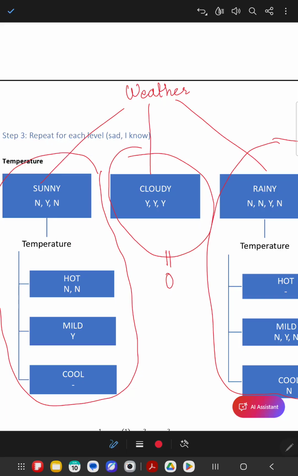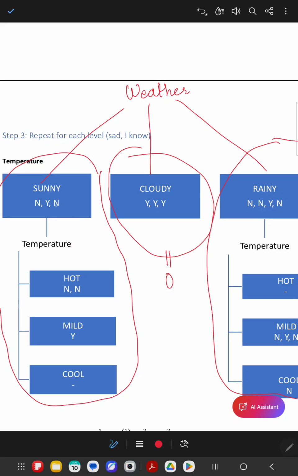Now when the weather is sunny it is a separate problem, and when the weather is rainy it's a separate problem. So you're starting all over again, but with weather equal to sunny rows and weather equal to rainy rows. When we start again with weather equal to sunny rows, first we'll have to calculate the initial entropy of the data set. So what is the initial entropy of the data set?